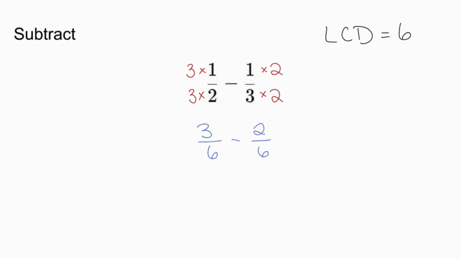Now we can subtract these fractions because the denominator is the same. So subtract the numerators, 3 minus 2, that gives me 1. And whenever you're subtracting fractions where the denominators are the same, keep the denominator the way it is. 1 over 6, nothing simplifies, we're done.